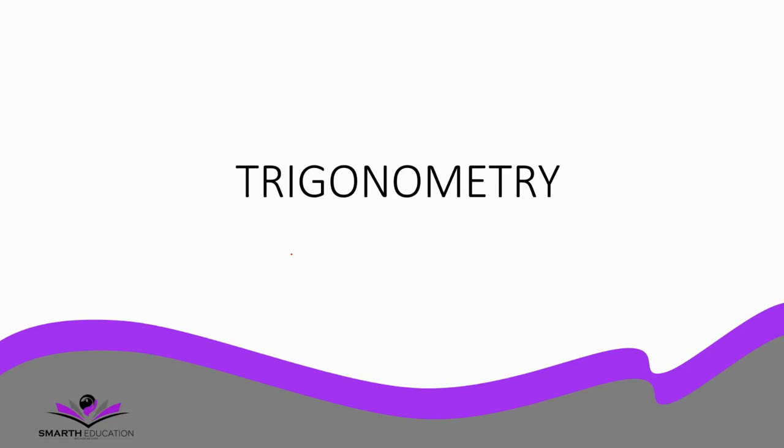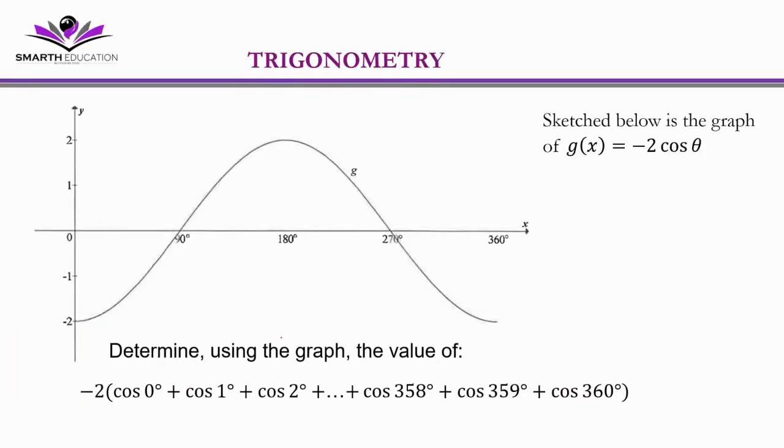Welcome back. Let's do question 3 to 4. Determine using the graph the value of -2 cos 0 plus cos 1 up to cos 360 degrees.